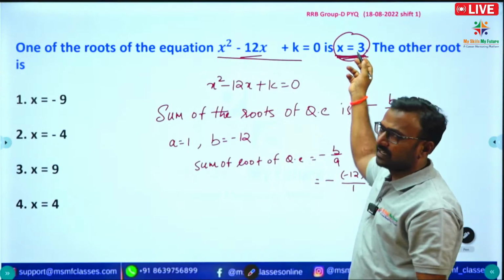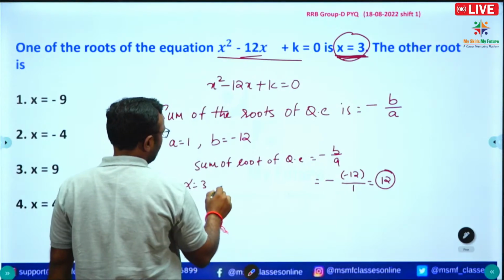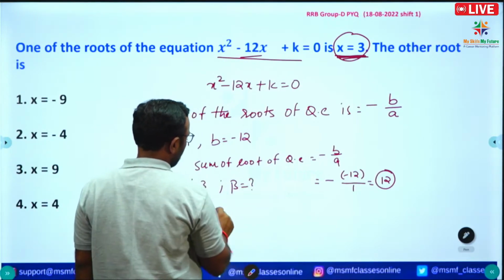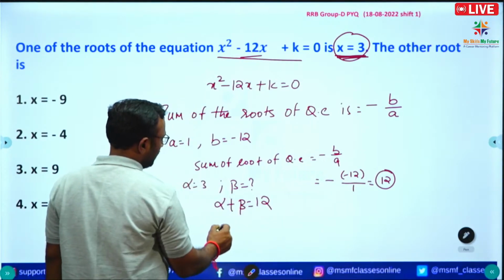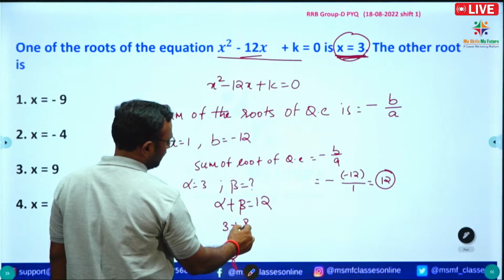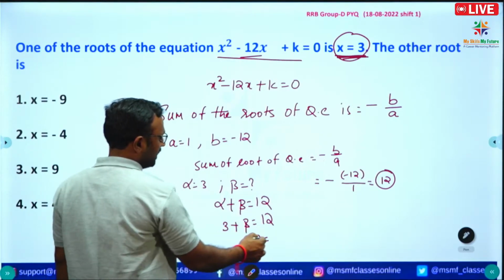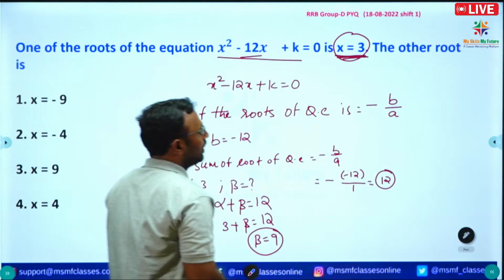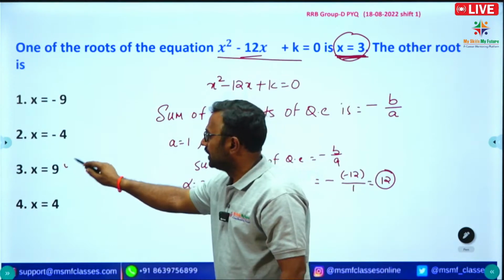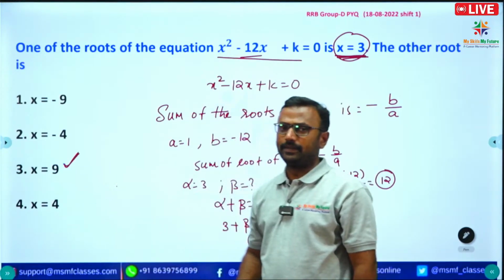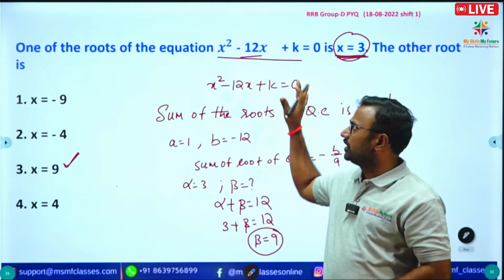Let us consider one root as alpha. Alpha equals 3, and we need to find the beta value. The sum of the roots is 12, and they gave one value, 3, so the other value, beta, equals 12 minus 3, which is 9. The other root is 9. If you see the options, option 3, x equals 9, is the other root.